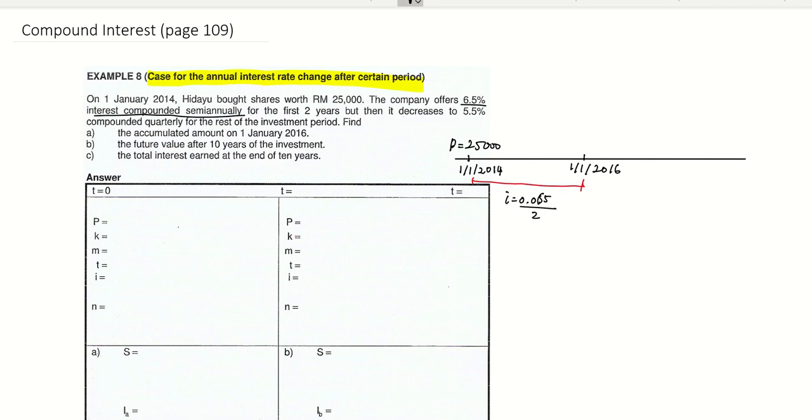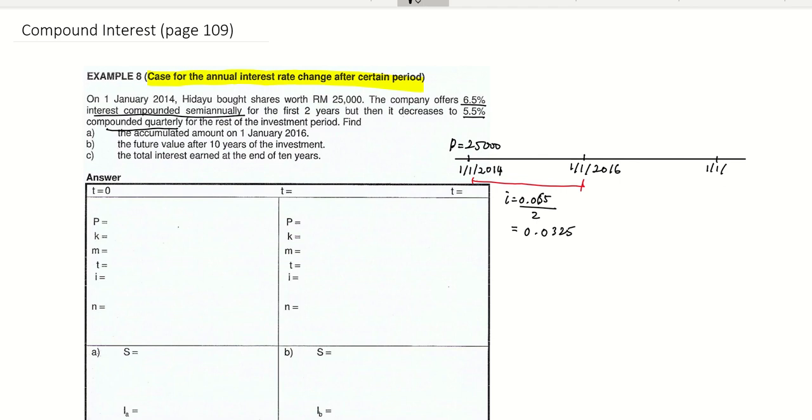So we can simplify this into 0.0325. But it decreases to 5.5% compounded quarterly for the rest of the investment period. Okay, so we look at question A. Find the accumulated amount on 1st January 2016. So we want to find S on 1st January 2016.